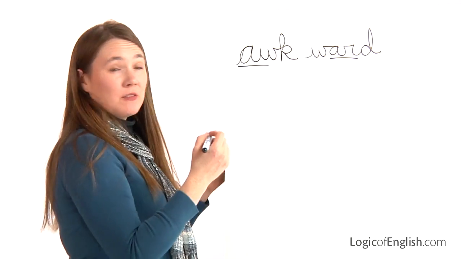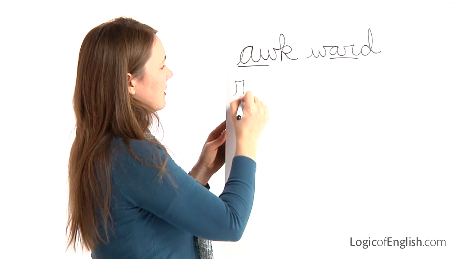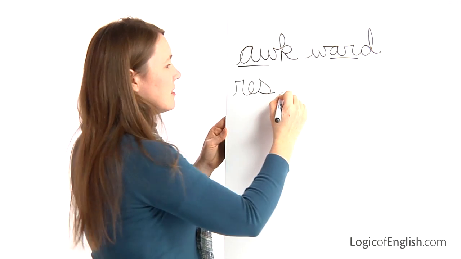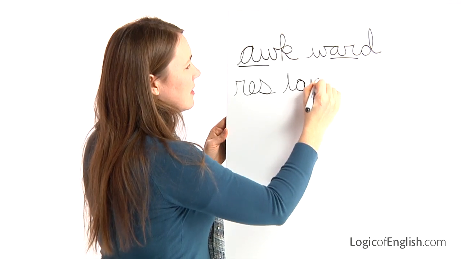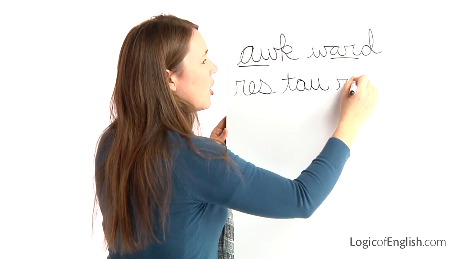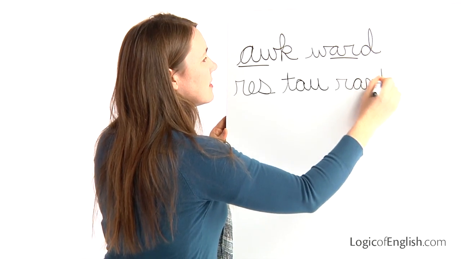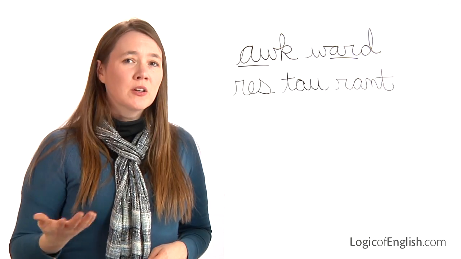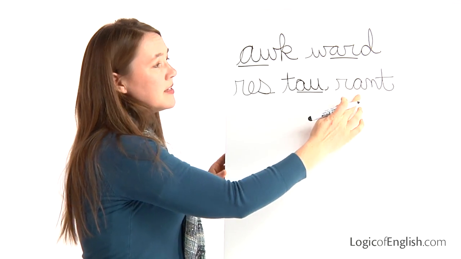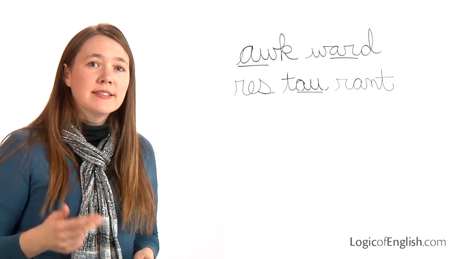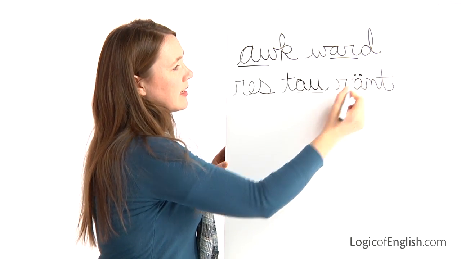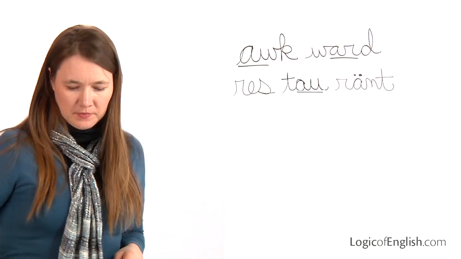And now help me to write it. The first syllable is res. R-E-S. The second syllable is ta. T-A. And the third syllable is rant. R-A-N-T. Now, how will we mark restaurant? Well, first of all, we'll underline the aw. And here we have an a-aw saying its broad sound. So we'll put 2 dots over it to show us that it's saying its broad sound.